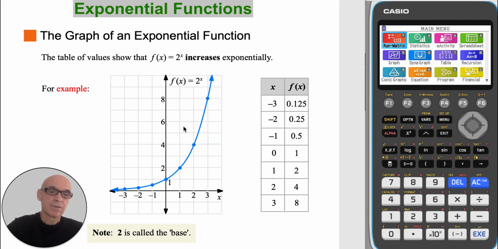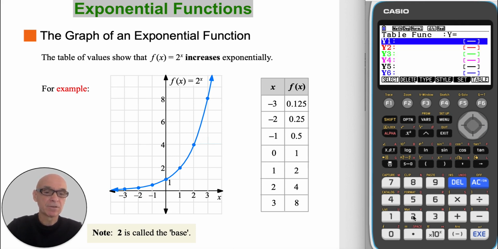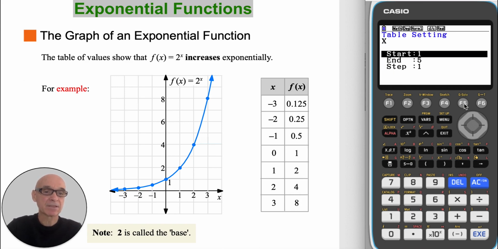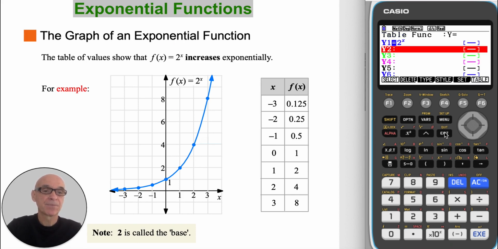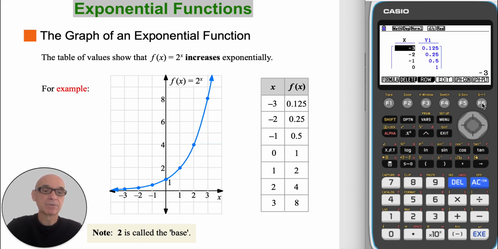To do this, from the main menu, select Table. Enter the function, so that's 2 to the power of x, pressing the x variable and execute to enter it. And then press F5 to set the table of x values. So in our case, we're going to start from -3 and end at 3 with a step of 1. Press exit and then press F6 for table. Scrolling down, you can see the table of values.